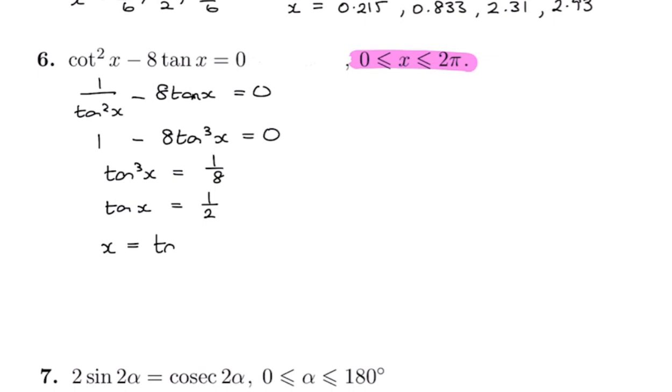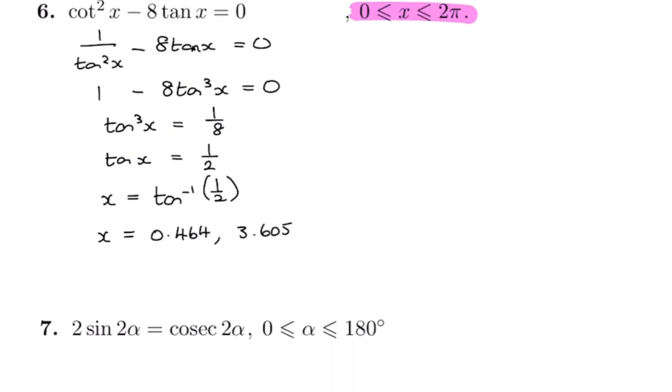x equals tan to the minus 1 of a half. x equals 0.464 and 3.605. So I'm just working both of those to 3 decimal places. Okay. Again, remember with tan, once you've got your principal angle, you can just keep adding multiples of pi to get what you need.